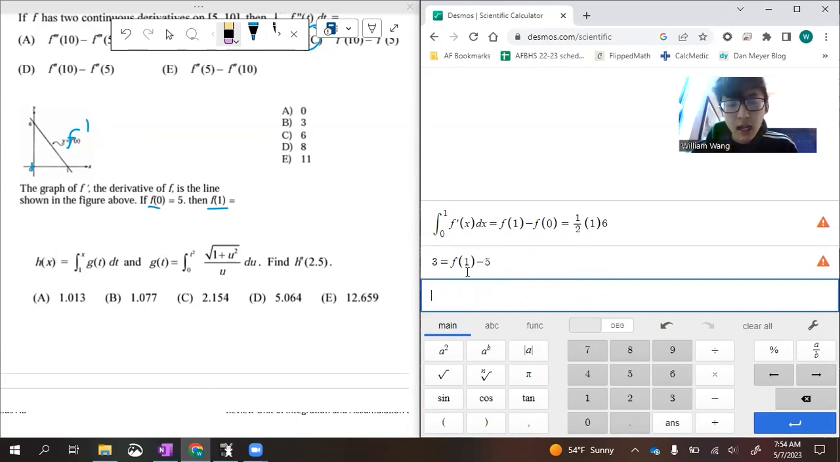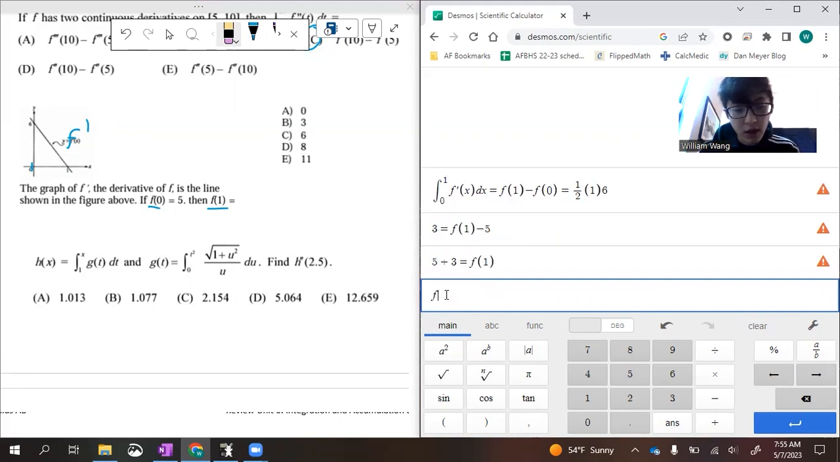So I'm going to add 5 to both sides. So 5 plus 3 is equal to f of 1. So f of 1 is equal to 8. Right, 8. That might be actually sort of a complicated way to think about it.